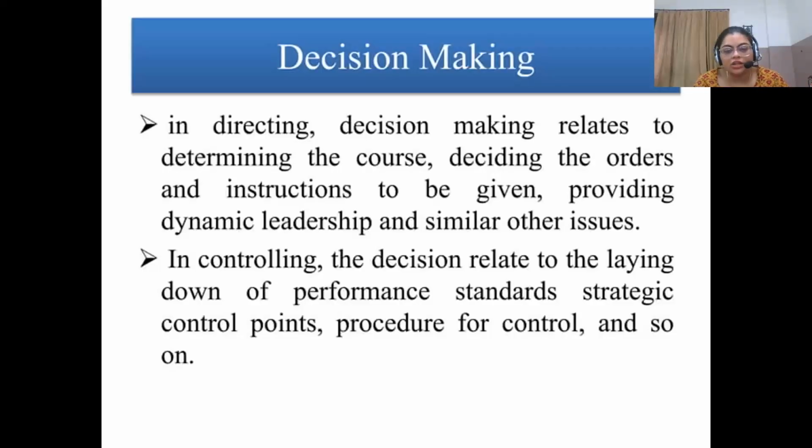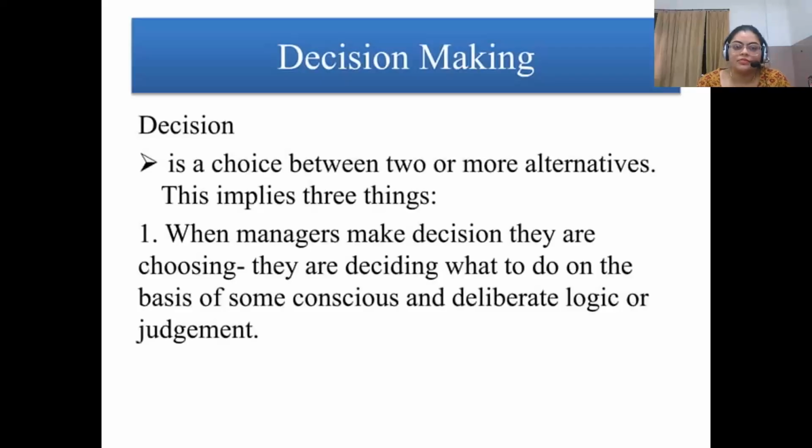And in controlling, the decisions relate to the laying down of performance standards, strategic control points, procedures for control and so on. कि हमारे जो भी इंस्ट्रक्शंस, हमारे जो भी ऑर्डर्स चल रहे हैं वो सही वे में चल रहे हैं, क्या स्ट्रेटजीज लगाई हैं, क्या प्रोसीजर्स लगाए हैं, इन सबको इन कंट्रोलिंग फॉर्म में करता है. Decision is a choice between two or more alternatives and this implies three things.